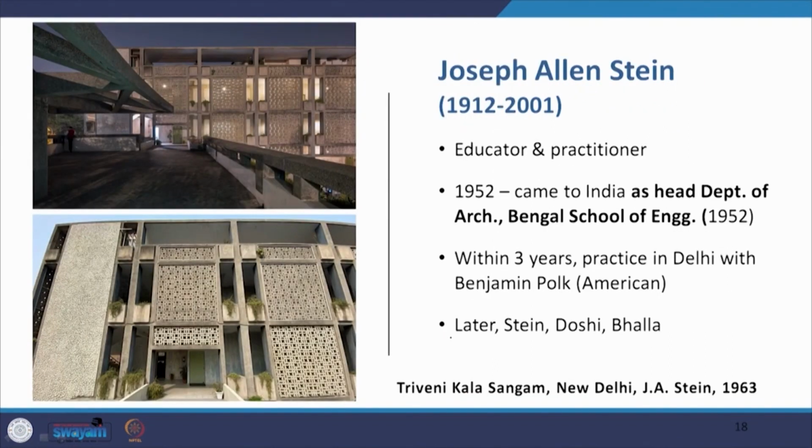Then the third is Joseph Allenstein, from 1912 to 2001, both an educator and a practicing architect. In 1952, he came to India as the head of the Department of Architecture of Bengal School of Engineering. Within 3 years, he had established a practice in Delhi with Benjamin Polk, and later on he teamed up with Doshi and Bhalla to form Stein, Doshi and Bhalla. This is the example of the Triveni Kala Sangam in New Delhi in 1963.